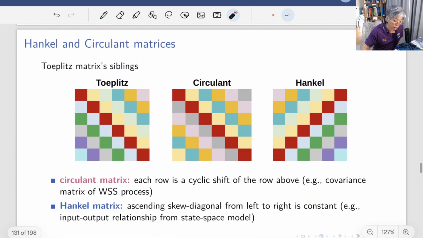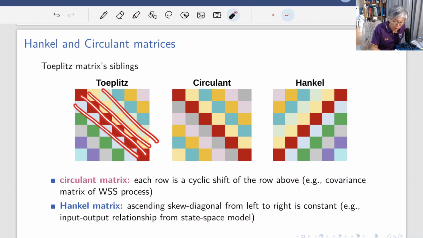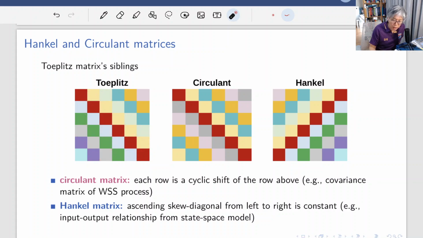Next, we see matrices related to Toeplitz. A Toeplitz matrix is constant along the descending diagonals. Next is the Hankel matrix. A Hankel matrix is one that is constant along the skew diagonals, this way, this way, this way. You see the application of the Hankel matrix in control systems as well.